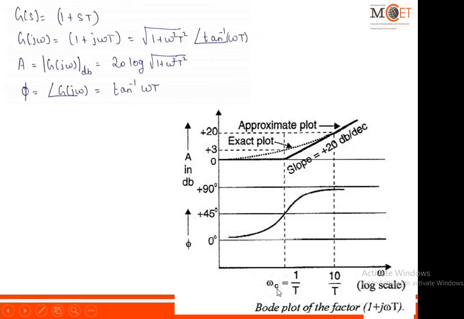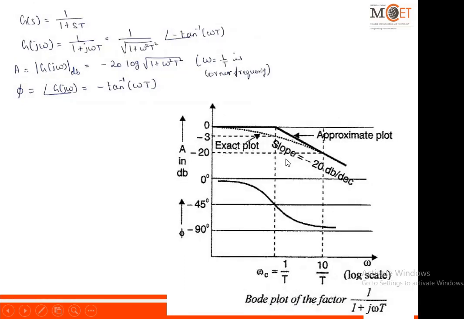Omega c equal to 1 by t is the corner frequency. After this corner frequency, you can see that the slope is plus 20 dB because this s term is in the numerator. So now you are able to correlate. s in the denominator contributed minus 20. s in the numerator contributed plus 20. Since this term has a corner frequency, this happens after the corner frequency.